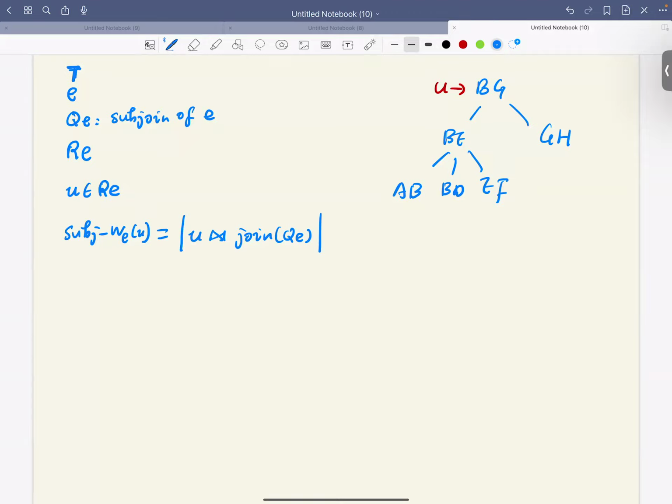Now suppose I have already solved the problem for BE and GH. So let's see how to solve the problem for BG. Good. Now you give me a tuple U. I will show you that I can find its subjoin weight in basically constant time, ignoring polylogarithmic factors. When I say basically constant time, this means big O tilde, so I'm omitting a polylogarithmic factor here. So why is this possible? Well, this is something that we can write as follows. You can see this E is BE, right?